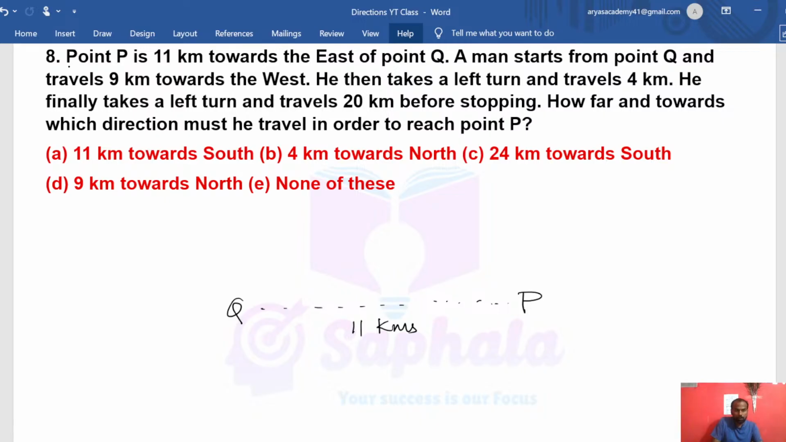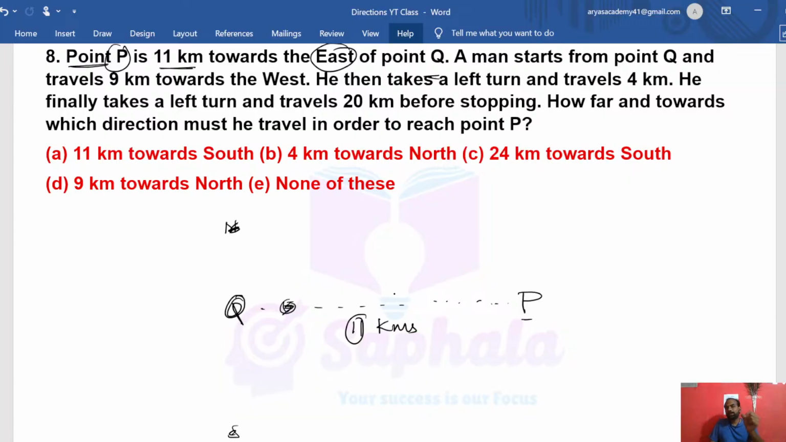Try to understand point number 1. Point P is 11 kilometers towards the east of point Q. So if point Q is here, from point Q this will be north, this will be south, and this will be east, right? So that's what I have assumed. I am placing P here, and the distance is measured to be 11 kilometers.